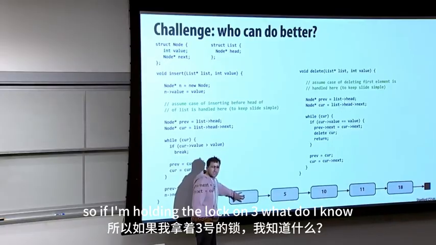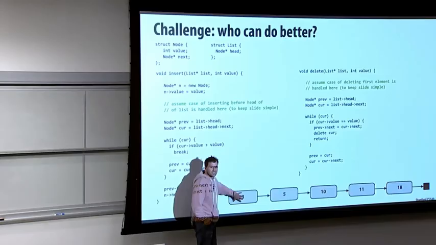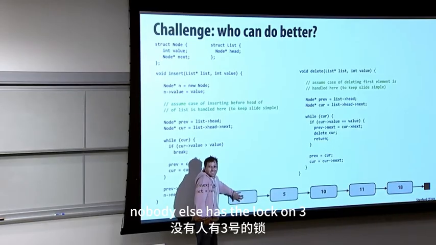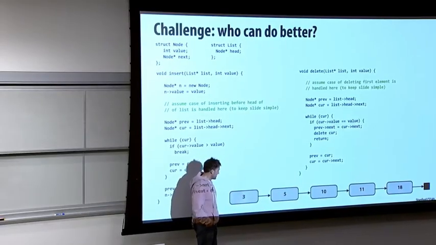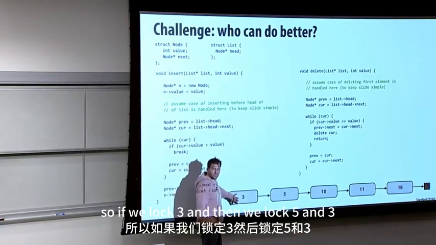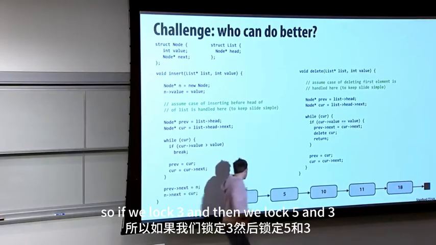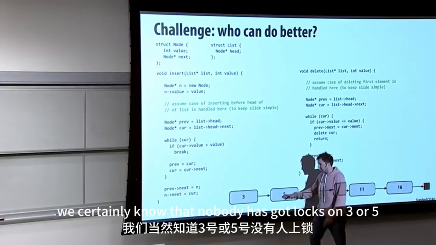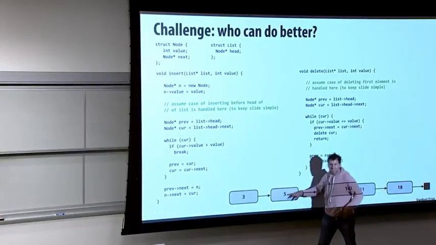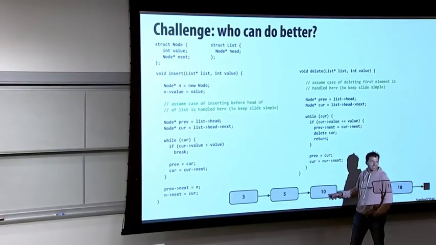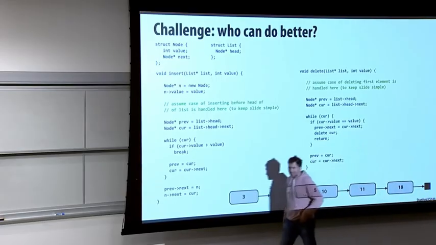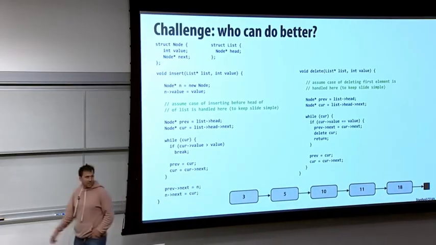So if I'm holding the lock on 3, what do I know? Nobody else has the lock on 3, so that's true. How can we use that information to have guarantees? So if we lock 3 and then we lock 5, well, we certainly know that nobody has got locks on 3 or 5. Okay, and then we also know that nobody has locks on 5 and 10. That's helpful. Yeah, maybe you only need to lock the nodes before and after.